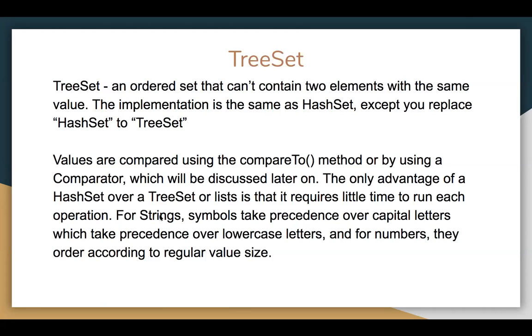For strings, symbols take precedence over capital letters, which take precedence over lowercase letters. And for numbers, they order according to regular value size, like 1, 2, 3, 4, 5, 6, 7, and so on.